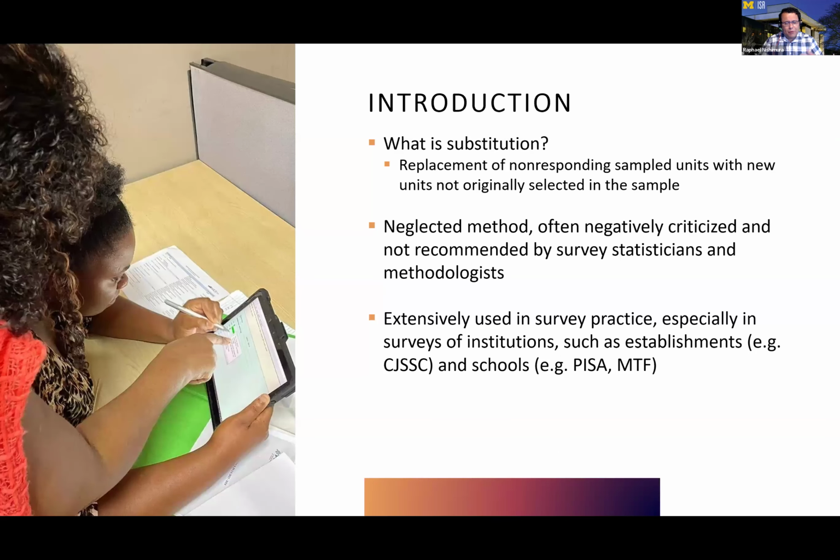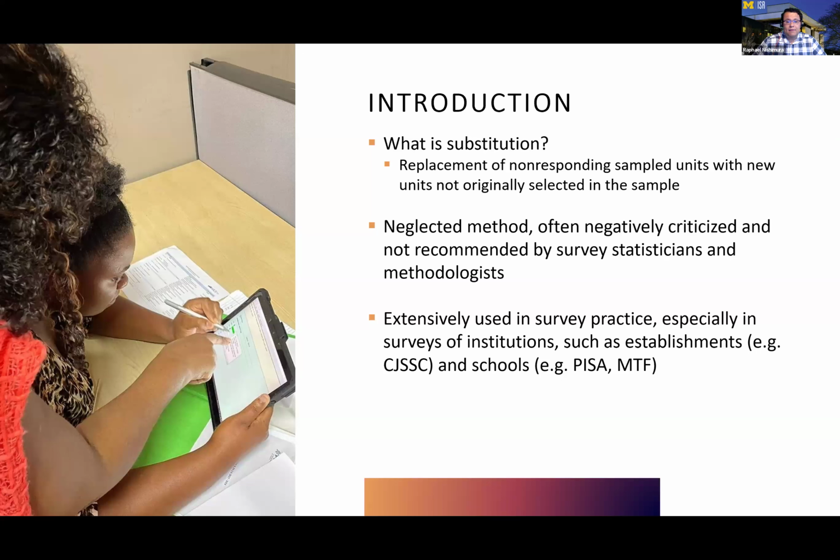Now, despite this negative criticism towards substitution, if you look at survey practice, it is extensively used, especially when you look at surveys of institutions like establishment surveys, or particularly school-based surveys. So important studies like PISA or Monitoring the Future here in the United States, among other school-based surveys, make extensive use of substitution, especially at the school level. What they're trying to do is select a sample of students, a sample of the young population, but they use schools to select students.